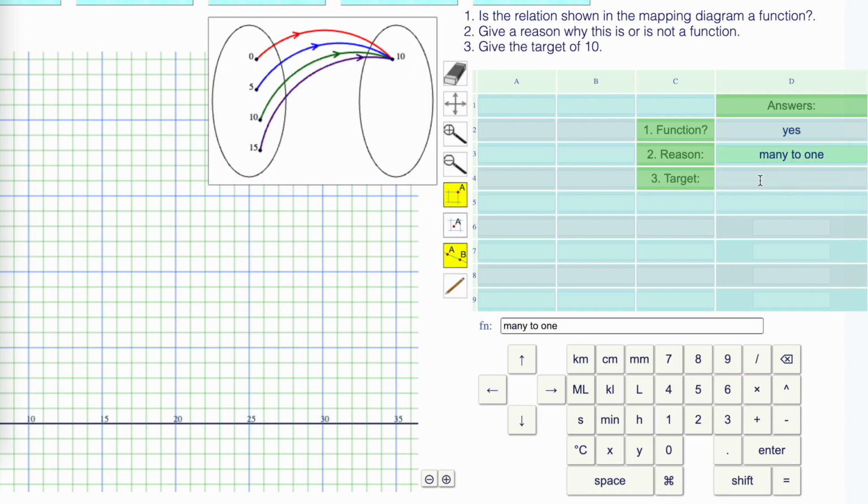And think of the blender again. The target of 10. 10 is pointing at 10. Then press enter to see if you're right.